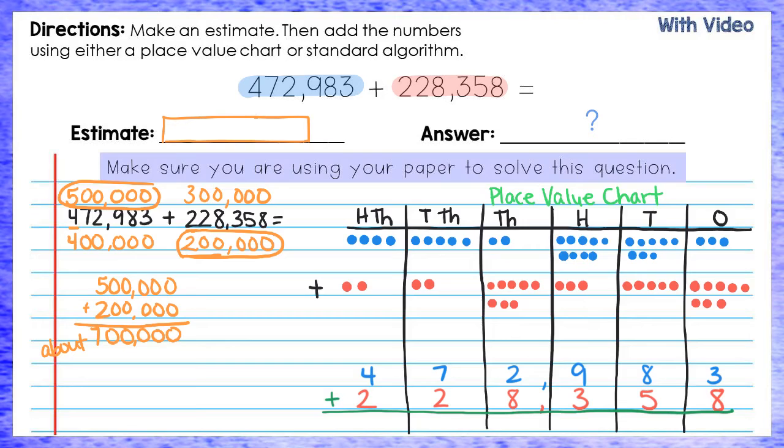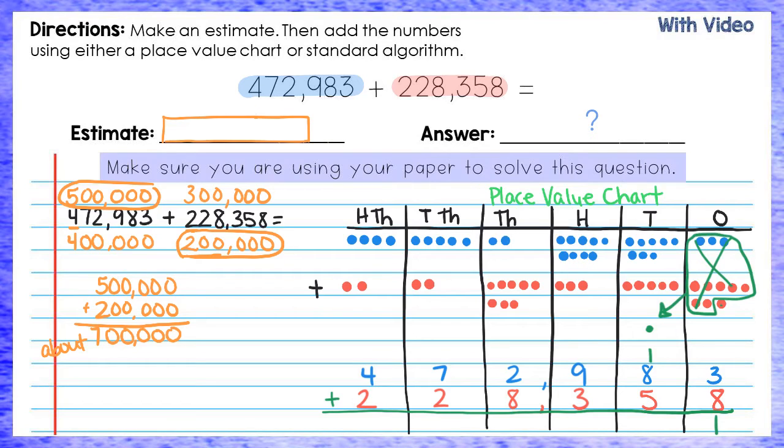When we add, we always start in the ones place because we might need to regroup a 10. So I'm going to add 3 and 8. 3 and 8 is 11, but I can't have 11 in my ones place, so I'm going to take 10 of them, and I'm going to regroup them. 10 ones becomes 1 ten. Now, in standard algorithm, that looks like we have 1 in the ones place left, and 1 more added in the tens place.